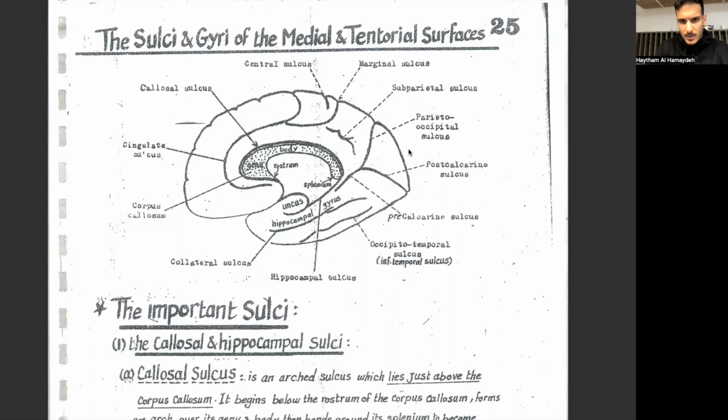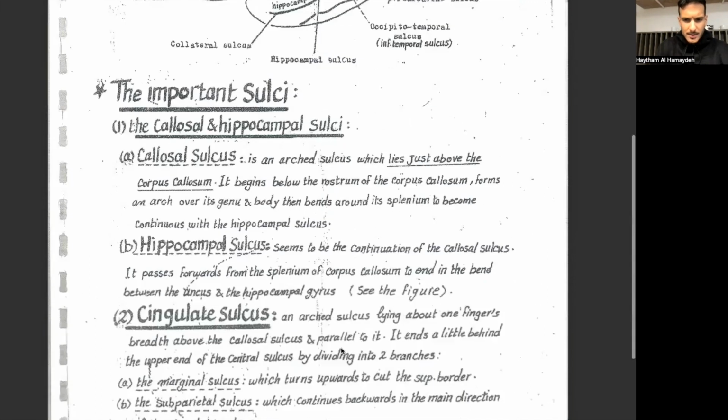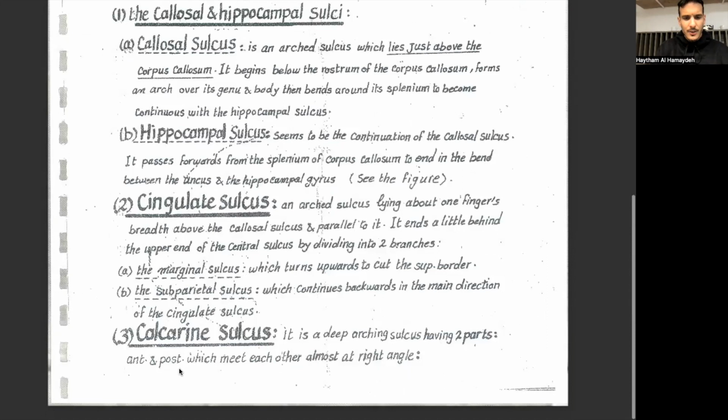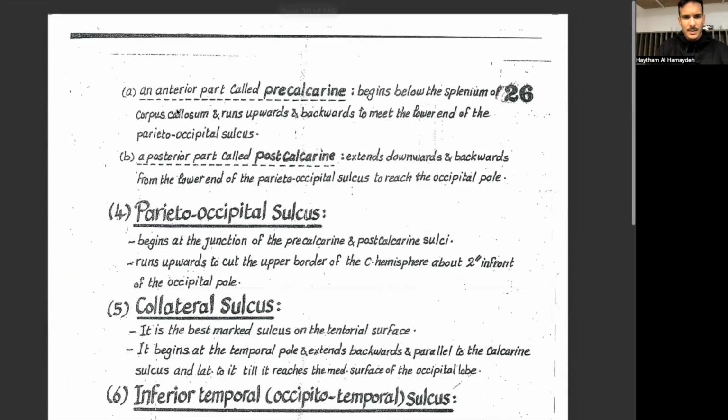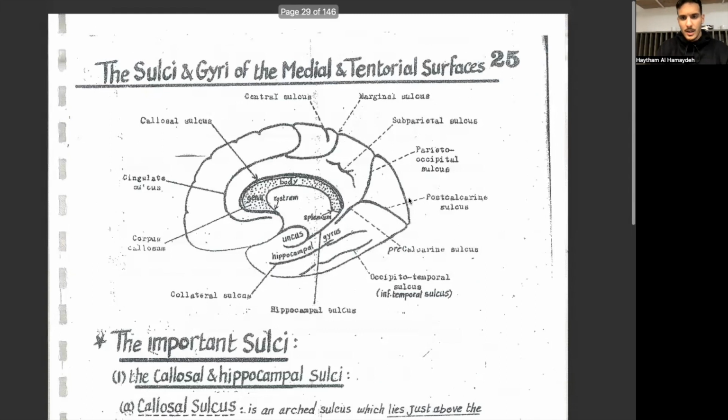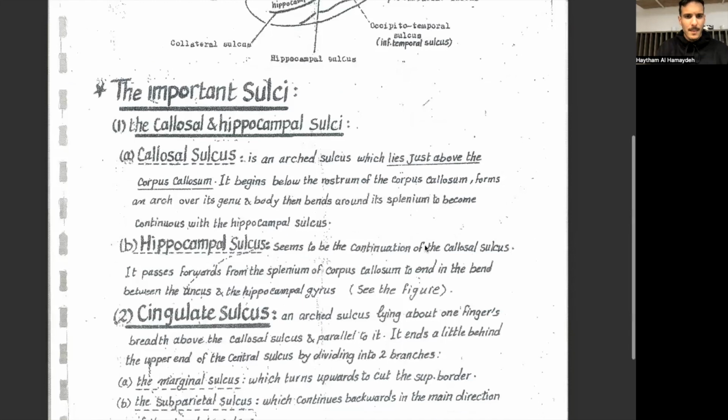Calcarine sulcus. It is a deep arching sulcus having 2 parts, anterior and posterior, which meet each other at a right angle. Yes, the anterior part, the precalcarine, and the posterior part, postcalcarine. So here, posterior calcarine and the precalcarine. So that's the calcarine sulcus.